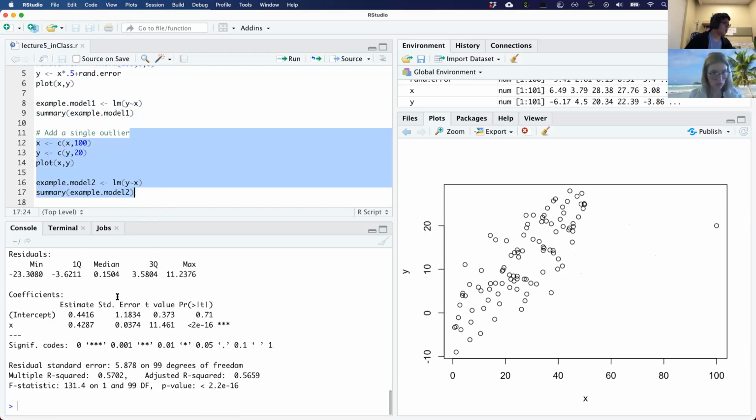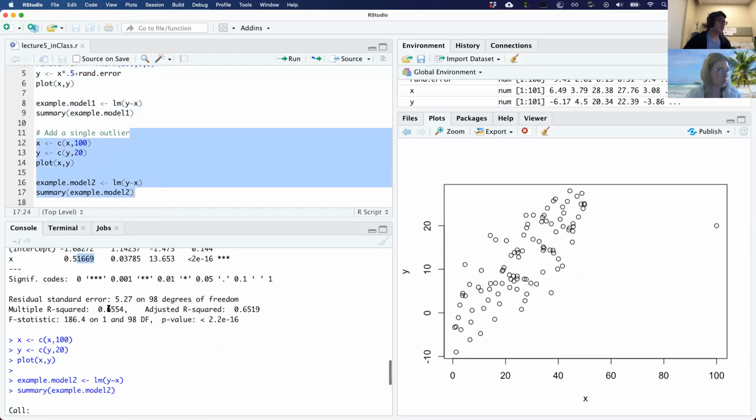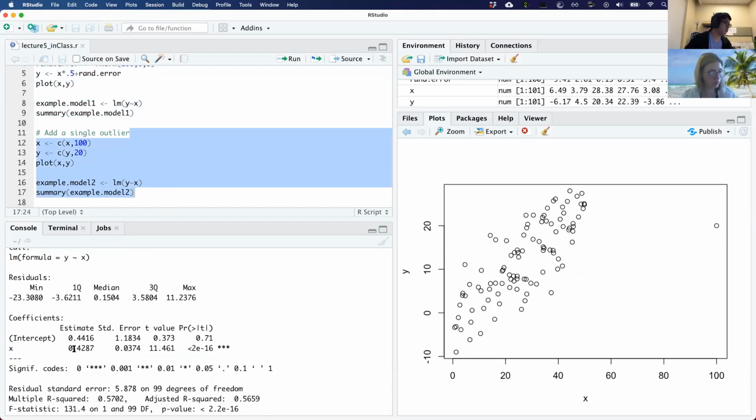So I go from being about 0.017 away from the true value up to a difference of 0.07, 0.08 away from the true value. So the slope of the line ends up essentially getting pulled down a lot, right? Because of the effect of this outlier.